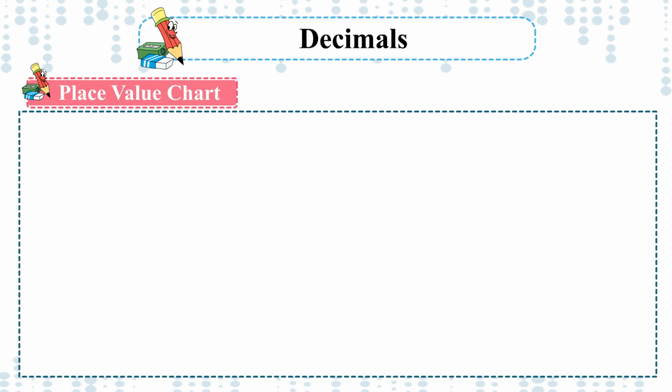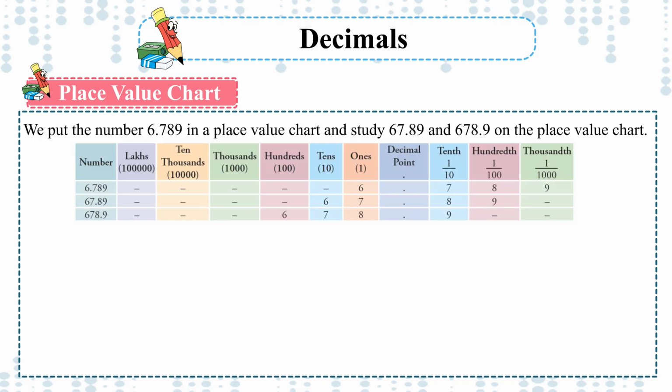Place value chart. We put the numbers 6.789 in a place value chart and study 67.89 and 678.9 on the place value chart.